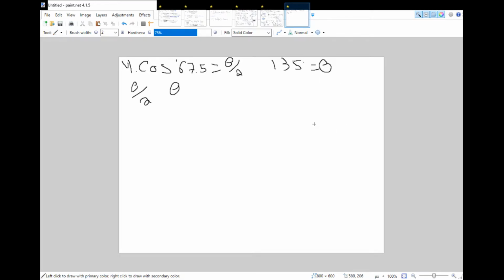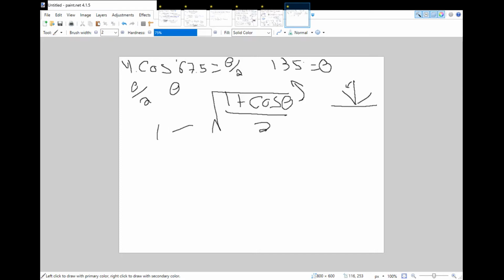Now we're going to plug this into the cosine half formula. So it would be the square root of 1 plus cosine theta over 2, with theta as 135. So cosine of 135. If you watch my video on the unit circle that I just released, you would know that 135 is 90 plus 45, so it'll be over here. So this is technically cosine of 135. If I simplify it, it is root 2 over 2, but it's also negative.